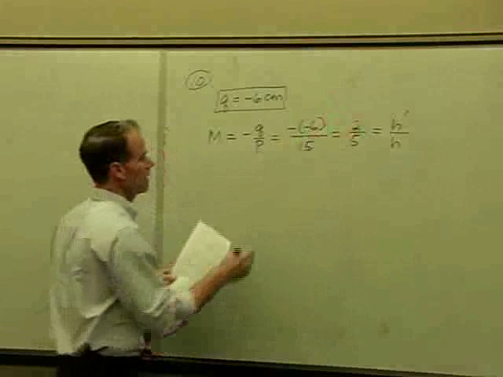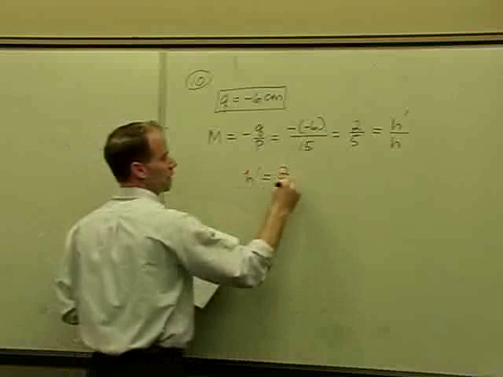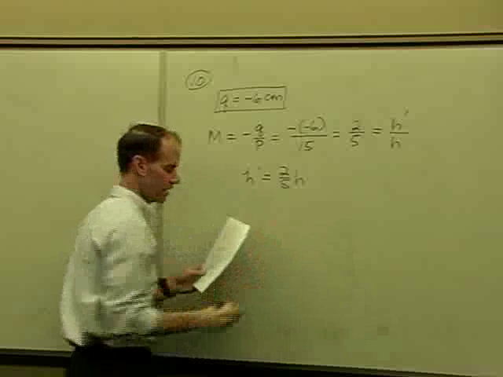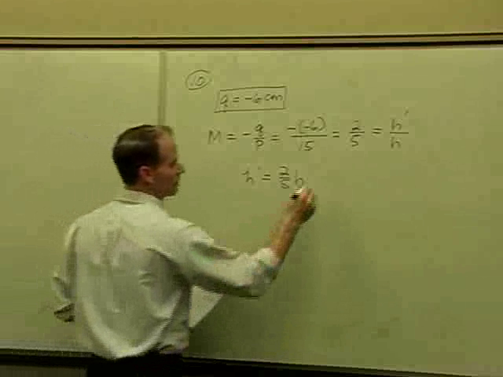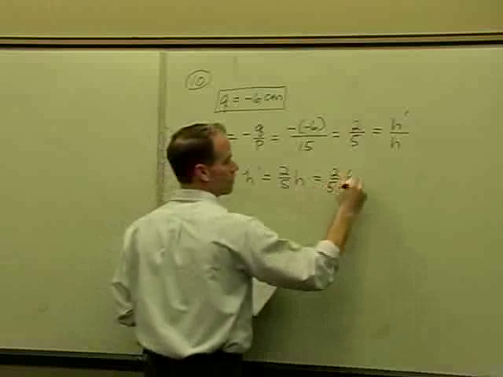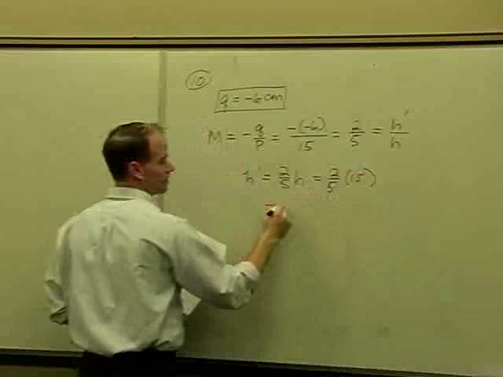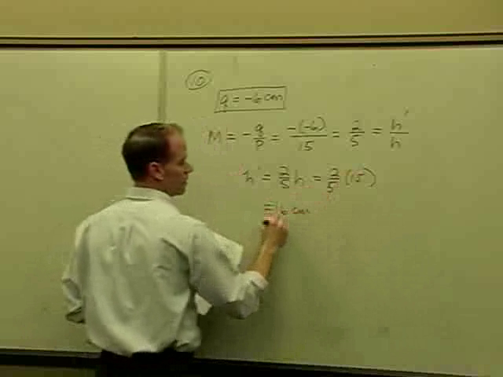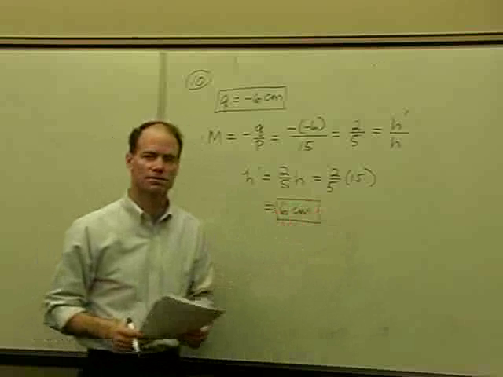So we could say then that our image height will equal 2/5 our object height, and our object height was given as 15 centimeters. So that's going to be 15 divided by 5, which would be 3, times 2, so that would be 6 centimeters. So our image height will be equal to 6 centimeters.